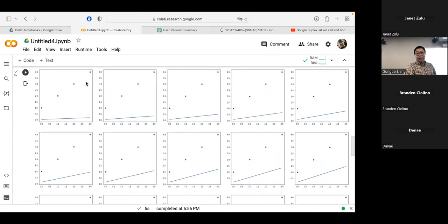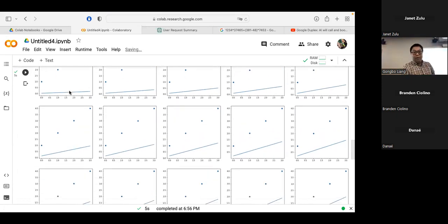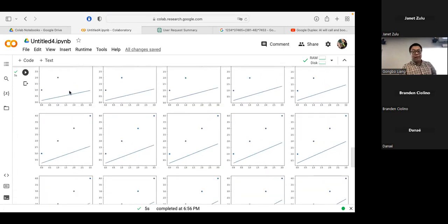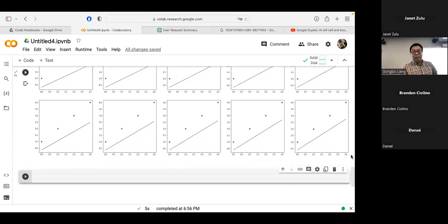Each figure is plotted for one training, and we call it one epoch for one training. And then after 25 training epochs, the line is getting closer to the data.